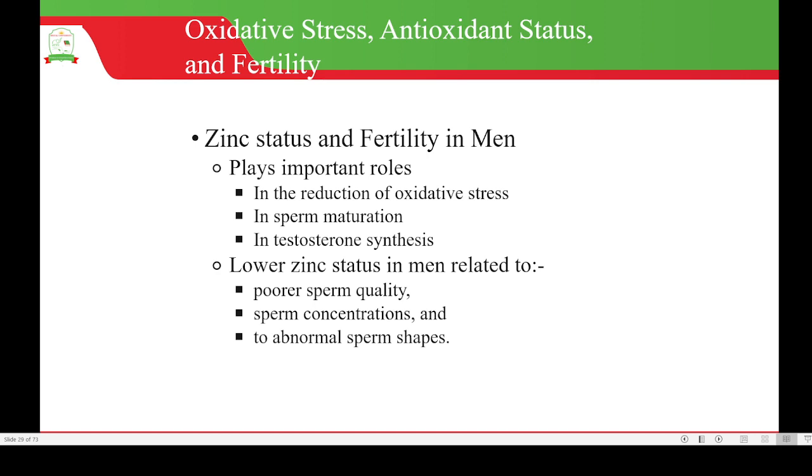Zinc status and fertility in men. Zinc plays an important role in the reduction of oxidative stress, in sperm maturation, and also in the synthesis of testosterone. So a man who is deficient in zinc is going to be subfertile, and chronic deficiency will lead to infertility. So lower zinc status in men is related to poorer sperm quality, sperm concentrations, and also abnormal sperm shapes. And this will cause a problem in fertility.